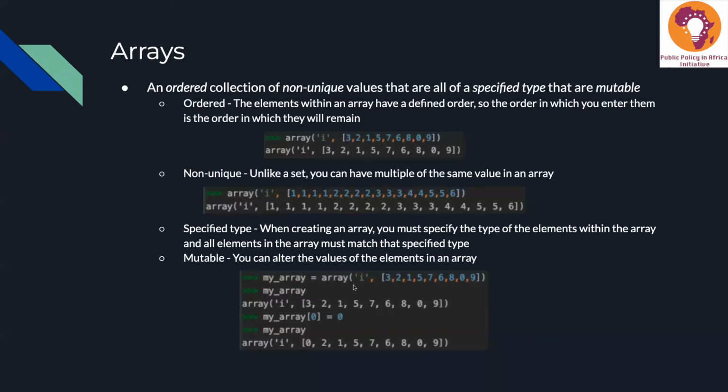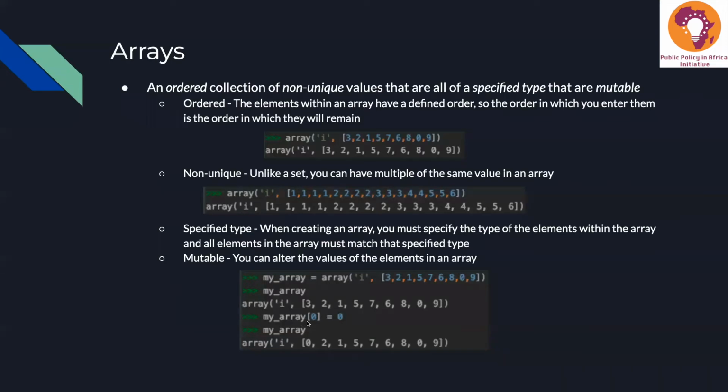So in this particular case down here, I'm creating a variable called my array, and I'm assigning it an array with the values 3, 2, 1, 5, 7, 6, 8, 0, 9. And then I'm echoing back my array, and we see that value here. And then I can actually replace the elements of that array using indexing.